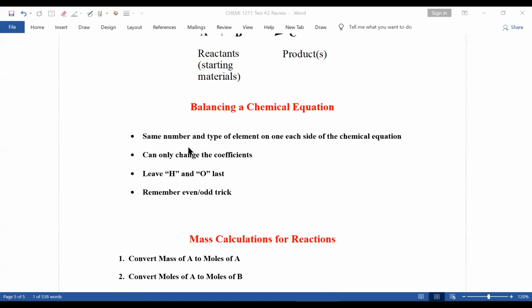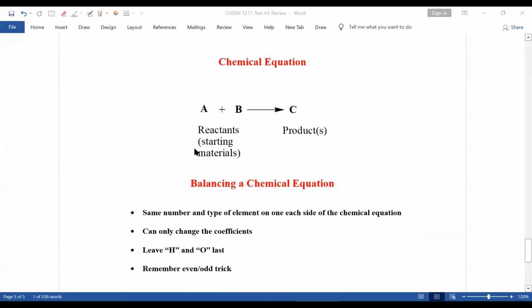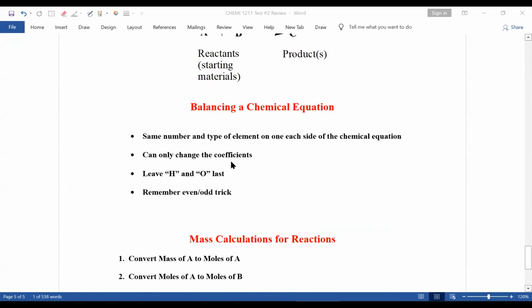And there should always be the same number and type of element on each side of the chemical equation, each side meaning each side of the arrow, reactants and products. You can only change the coefficients in front, but not the actual structure of the molecule, which students try to do. My advice: always leave oxygen and hydrogen last, and remember the even-odd trick.